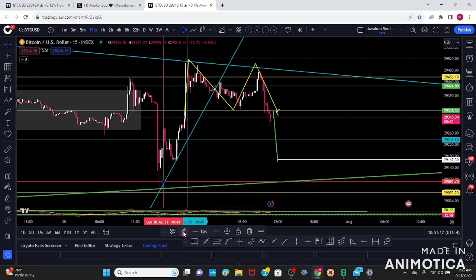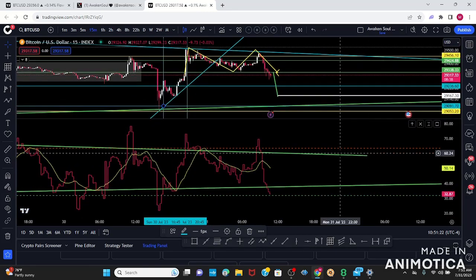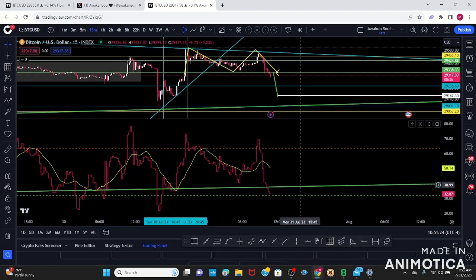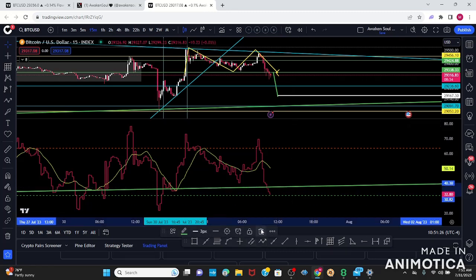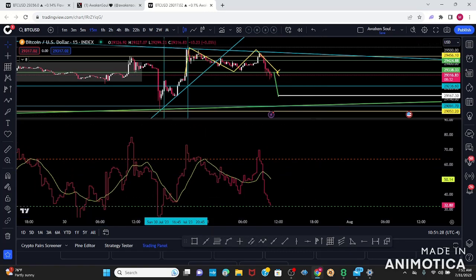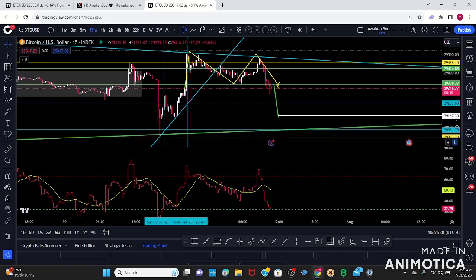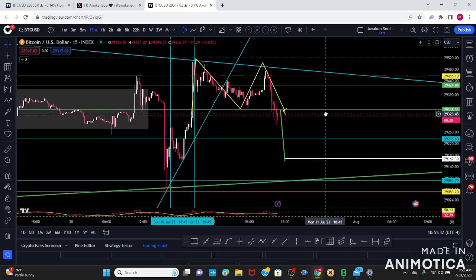Would I enter right now? Let me see. I mean, it's coming down right now. You could definitely, no financial advice, right, but you could definitely jump in and set a stop loss. Always play with stop losses.